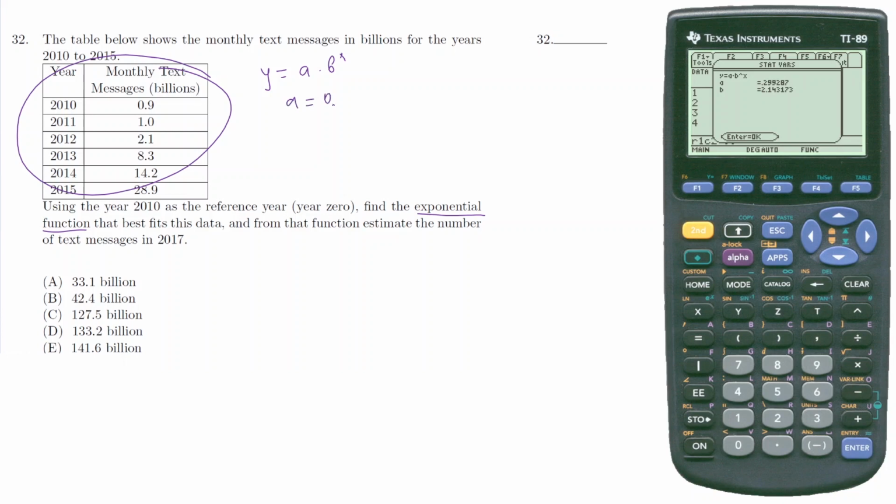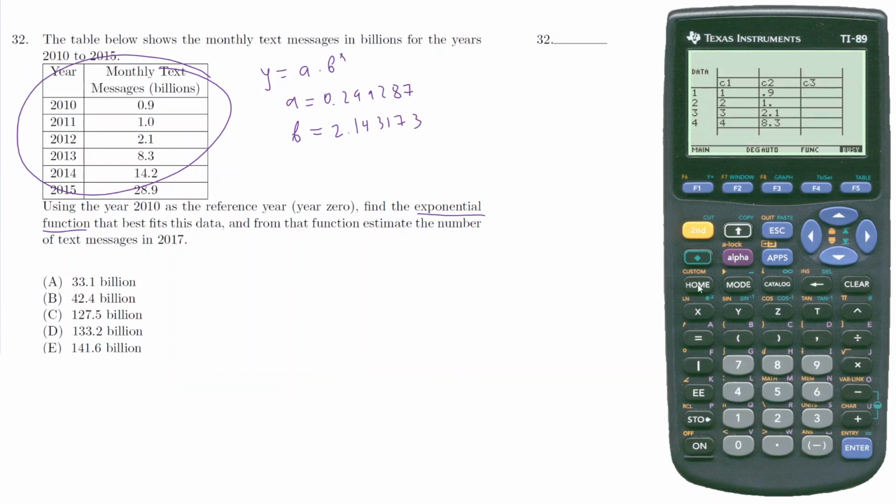A is equal to 0.299287. You just literally plug and play. And b is 2.143173. All right, so now I have to go back to home on my calculator.